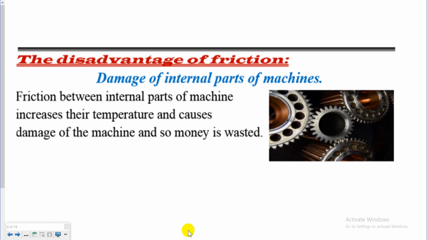Okay, Primary 5, we finished unit number 1. It has 2 lessons. We talked about the friction force between solid bodies, and the air resistance and water resistance. And in the second lesson, we talked about the advantages and disadvantages of the friction force.